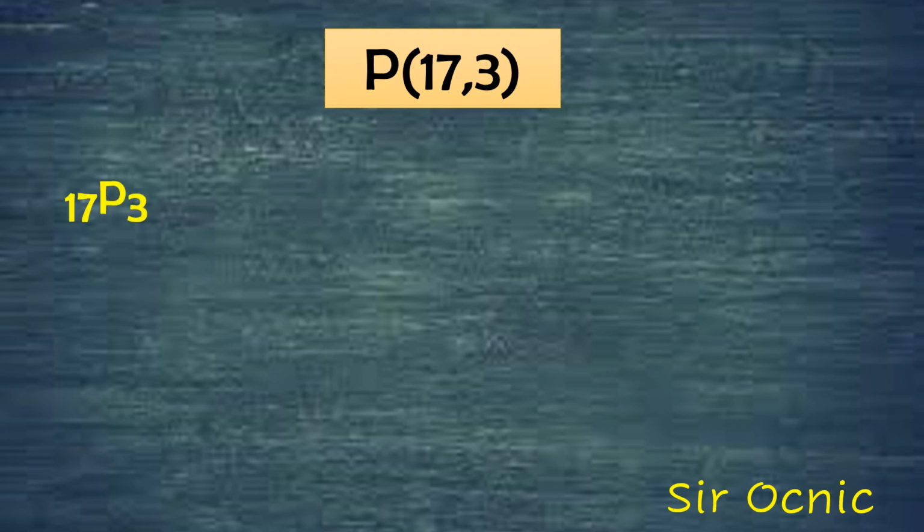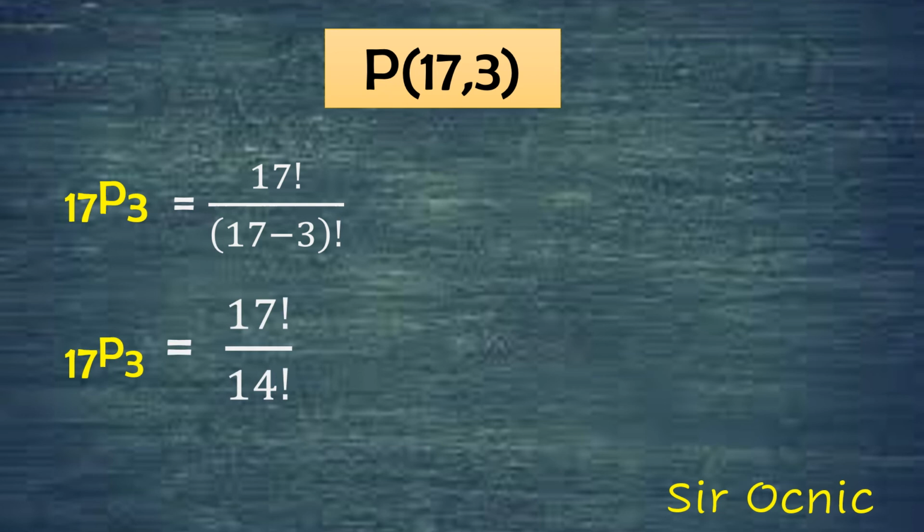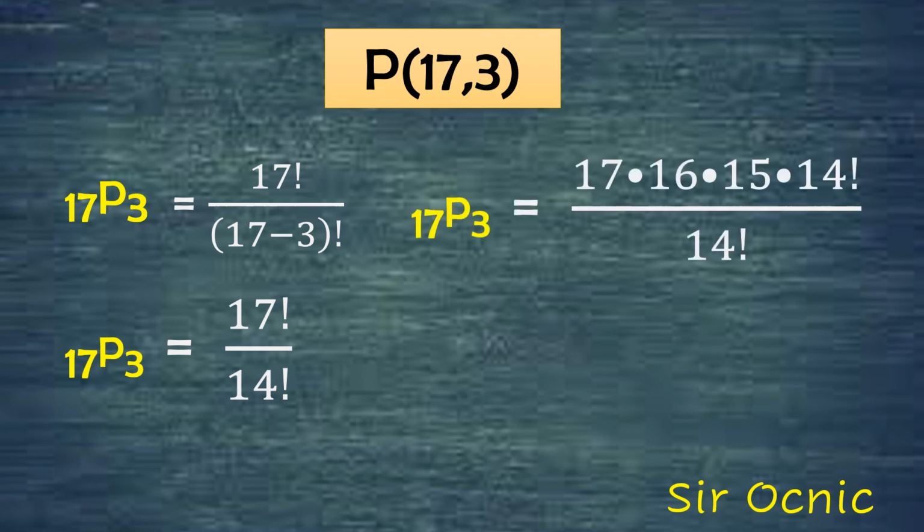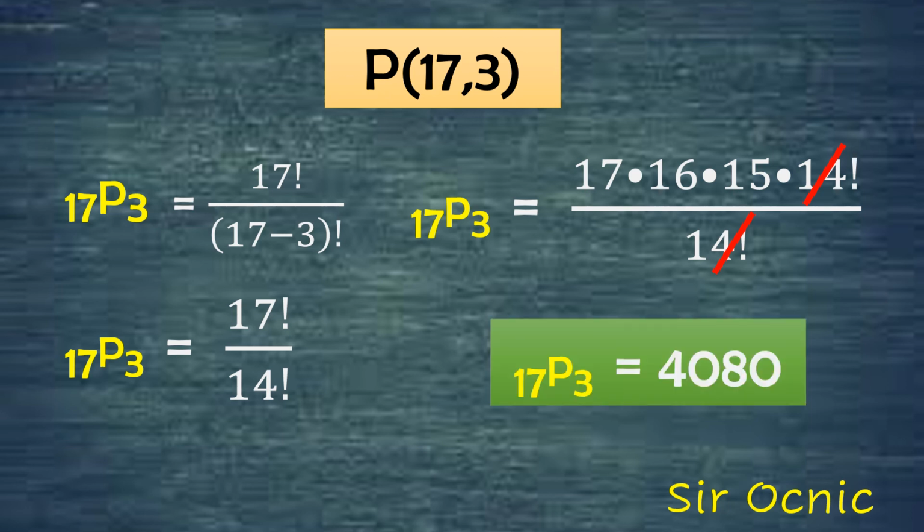P(17,3), the permutation of 17 taken 3 at a time, is equal to 17 factorial all over quantity 17 minus 3 factorial, or simply 17 factorial all over 14 factorial. Expanding the numerator, that is equal to 17 times 16 times 15 times 14 factorial all over 14 factorial. Canceling the common factor, which is 14 factorial, we will have 17 times 16 times 15, or simply 4080.